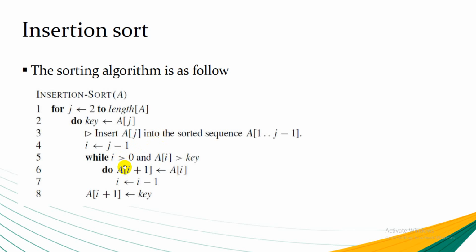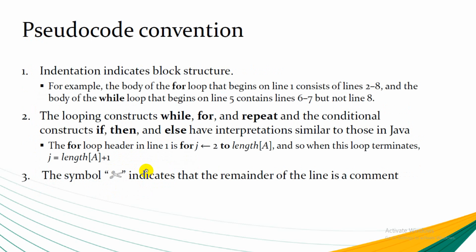So anything written after this symbol is like a comment that is not taken into consideration in the code. Then, if we have an array and want to address an element inside the array, we write the name of the array and then the index. This is as we do in any programming language. Okay, so let's see together the convention.